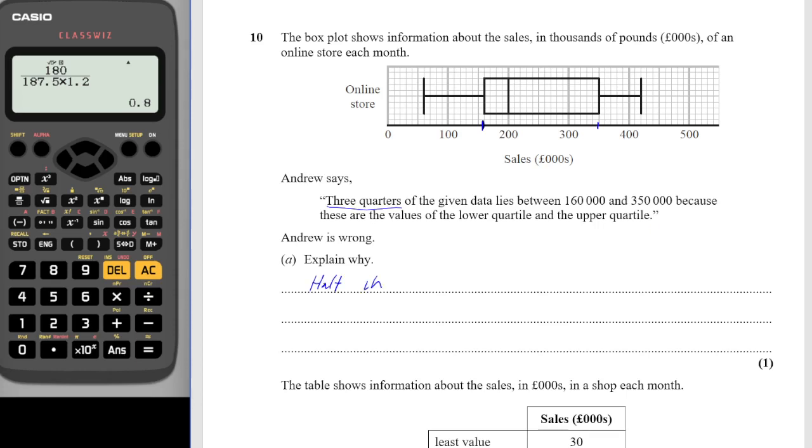Half the data is between the lower quartile and upper quartile. Not 3/4.